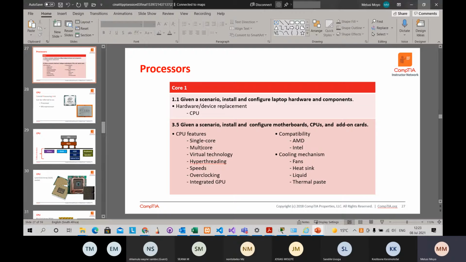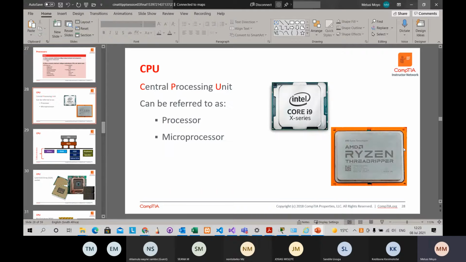And then we're going to look at virtualization technology, hyper-threading, the speeds, and overclocking. So when you're buying a PC or building your own PC, these are the things that you have to look out for. First, you look at the type of job that you're going to do, right?